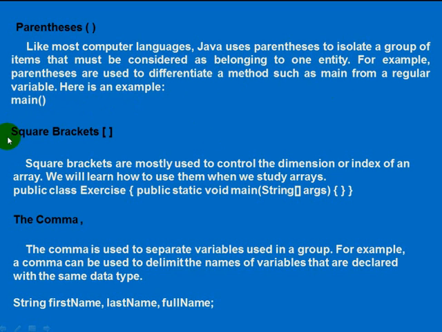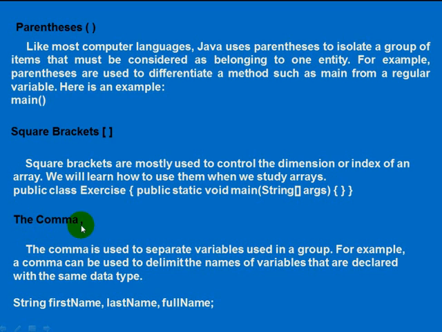Then we have square brackets. Square brackets are mostly used to control the dimension or index of an array. We will learn how to use them when we study arrays. So here is an example: public class exercise, then public static void main string, then we have put here the brackets and then args and so on.